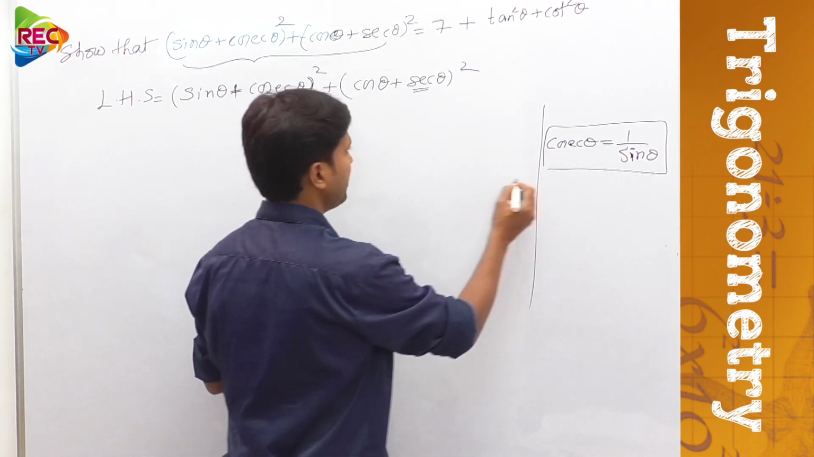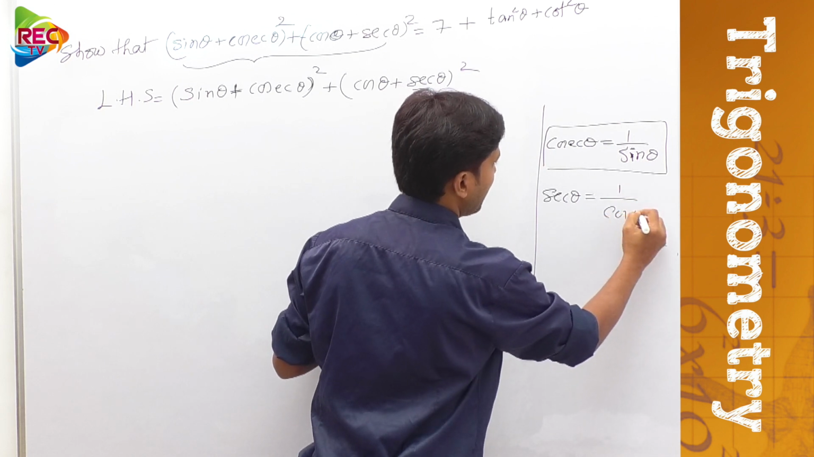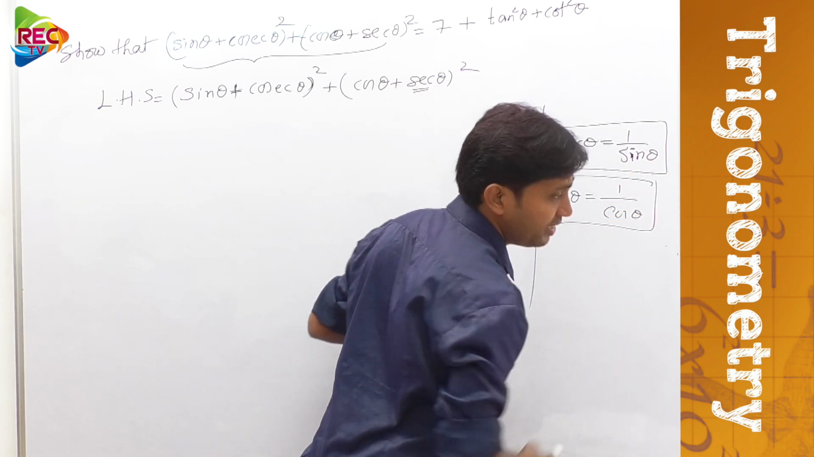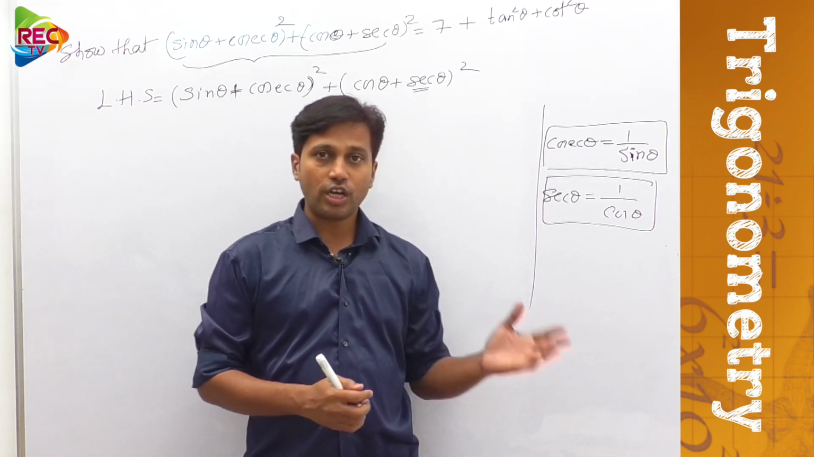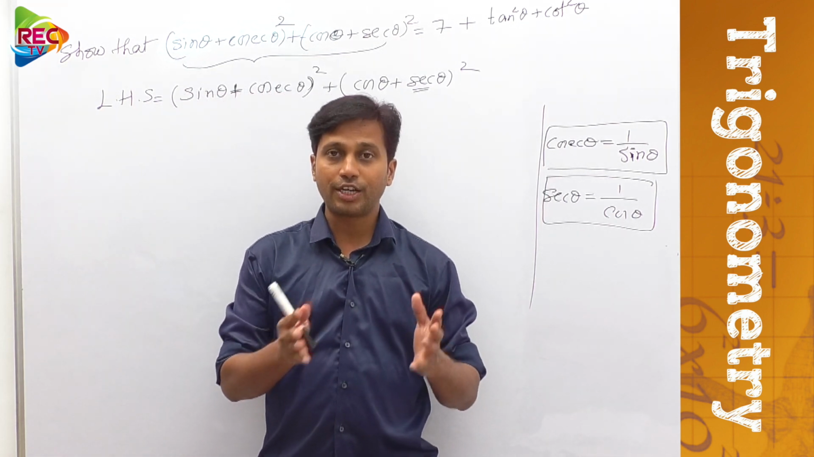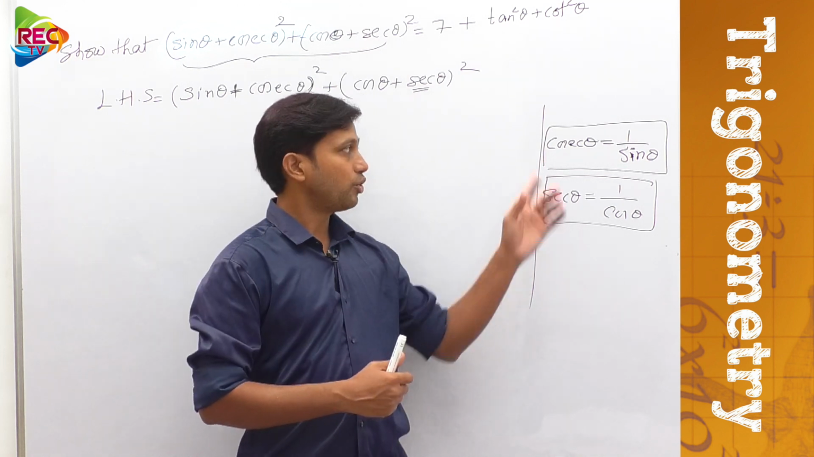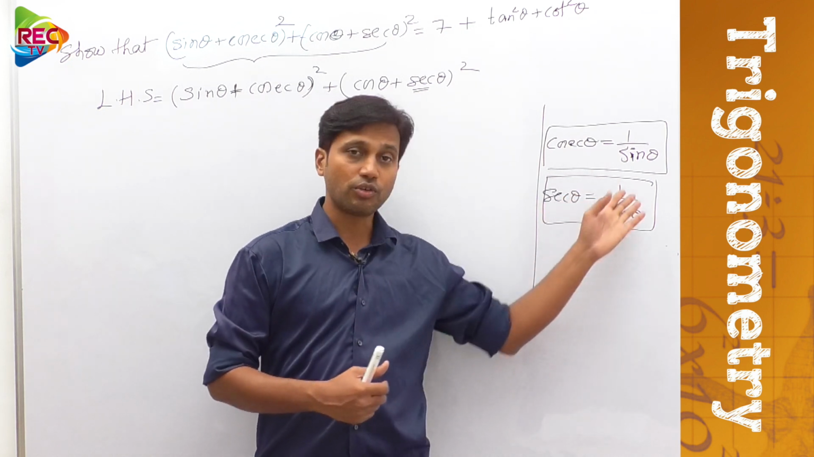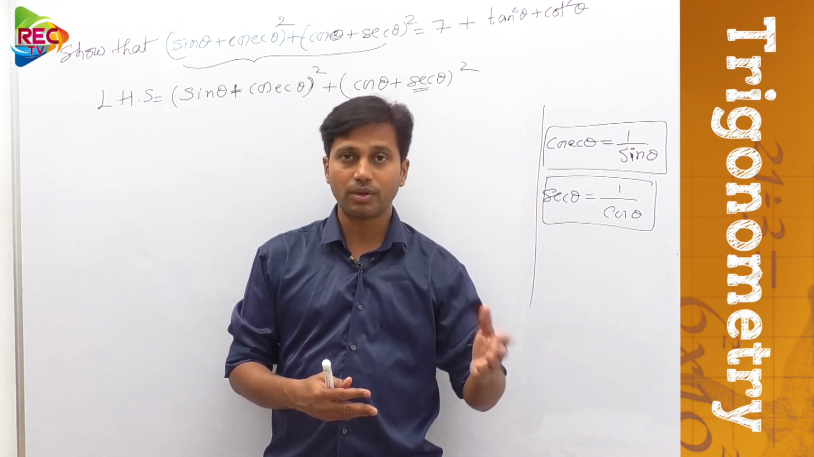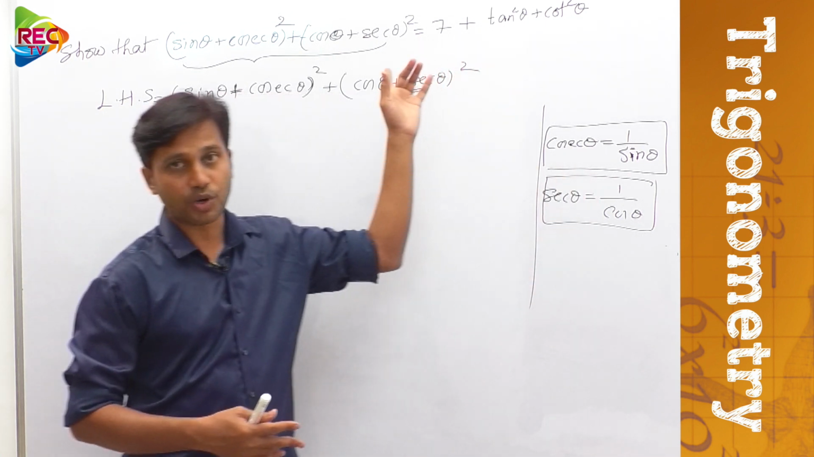See here, secant theta can be written as 1 by cos theta, as you know from the basics of trigonometric ratios. Secant and cos ratios are reciprocals of each other, and cosecant and sin are reciprocals of each other. That means secant theta equal to 1 by cos theta, or cos theta equal to 1 by secant theta. These are the first things we need to remember while doing this problem.